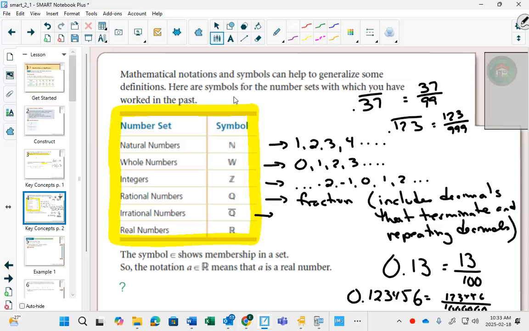Your irrational numbers can't be written as a fraction. This includes special numbers like pi, but in our unit here it's going to include a bunch of different square roots that don't work out nicely. Not all square roots, because the square root of 9 is just 3. So that works out to a nice thing.